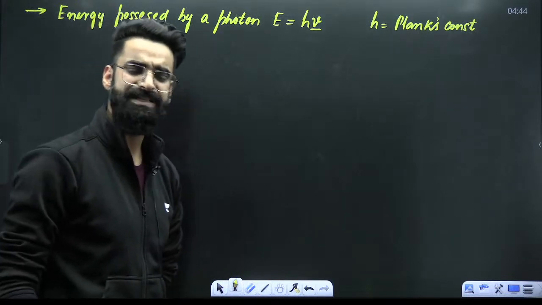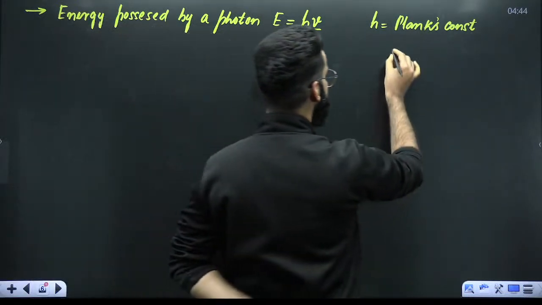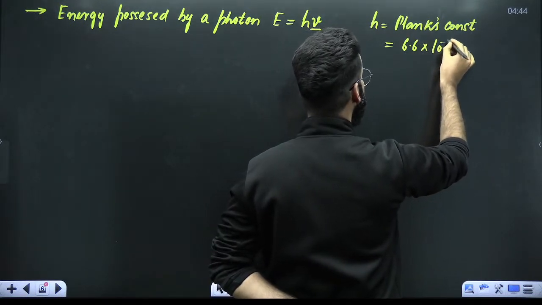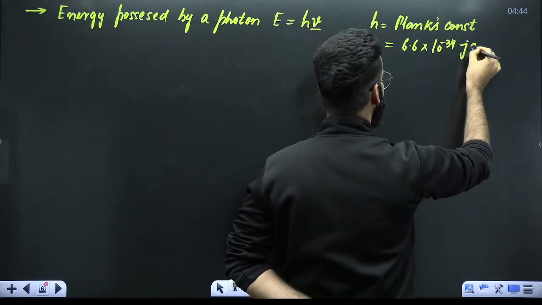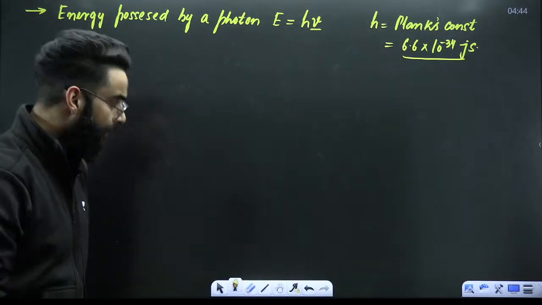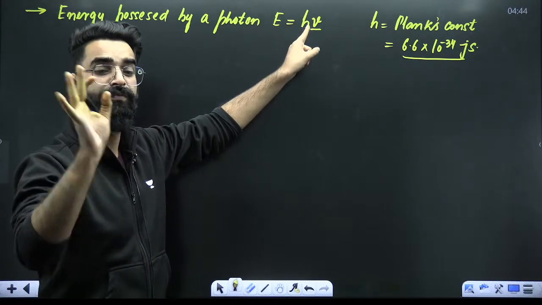And what is the value of this Planck's constant exactly? If I ask you what is the value of this Planck's constant, my dear students, it's 6.6 into 10 raised power minus 34 joules second. This is the value of your Planck's constant. Now, this is the energy possessed by one photon.